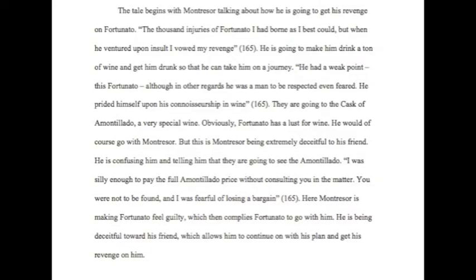For example, the first quote I use is followed by parentheses 165 end parentheses period. This is the page number in the book that I am using. On this page in my book, you can find this quote. That is why you put the page number there. You must put this in parentheses so that the reader of your paper can see exactly where you got the quote from.